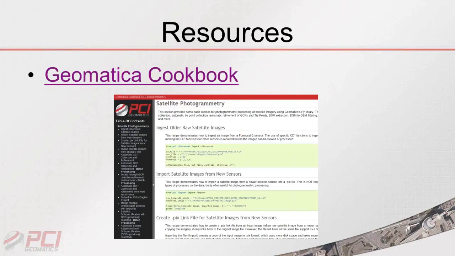The other resource that we've created very recently is the Geomatica Cookbook. This section provides some basic recipes for processing geospatial data using Geomatica's PCI framework. Some of the topics include DSM extraction, DSM to DTM filtering, ortho rectification, batch processing, automatic GCP collection, and more, among other tools and scripts.